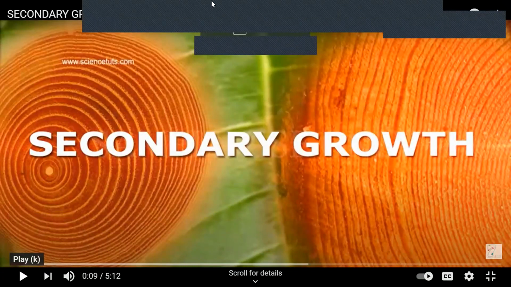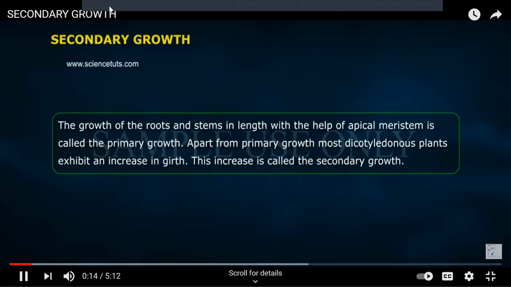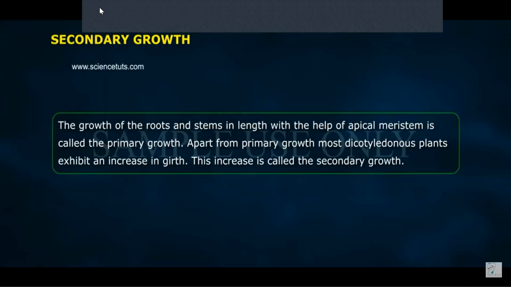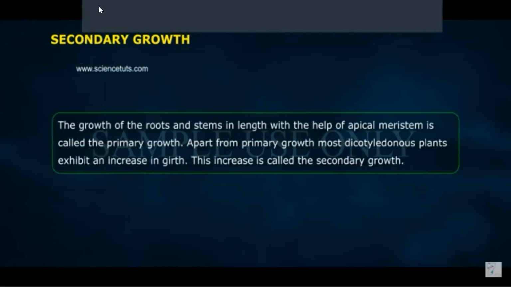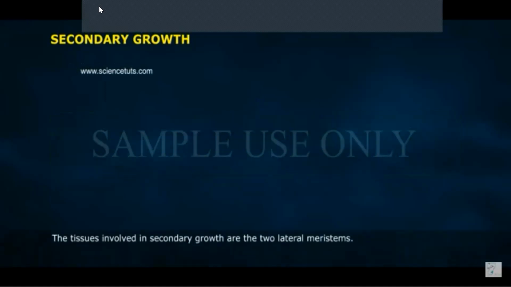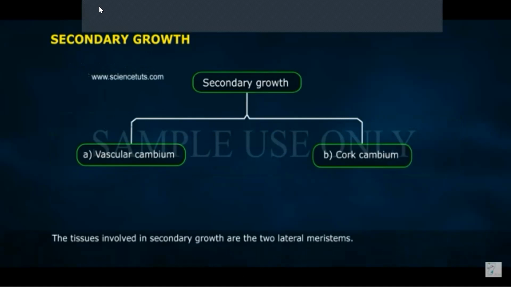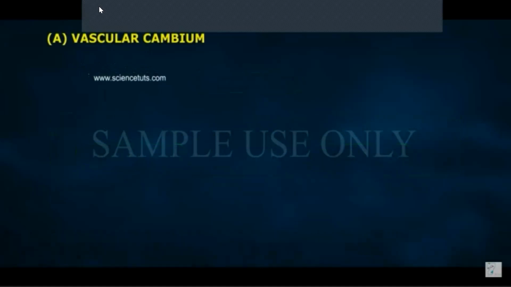The growth of the roots and stems in length with the help of apical meristem is called the primary growth. Apart from primary growth, most dicotyledonous plants exhibit an increase in girth. This increase is called the secondary growth. The tissues involved in secondary growth are the two lateral meristems: A. Vascular cambium and B. Cork cambium. A. Vascular cambium.